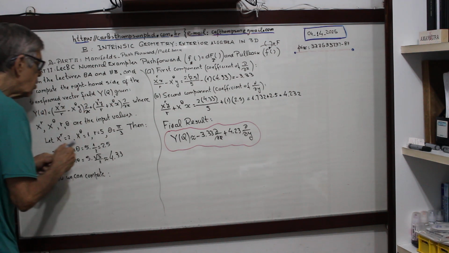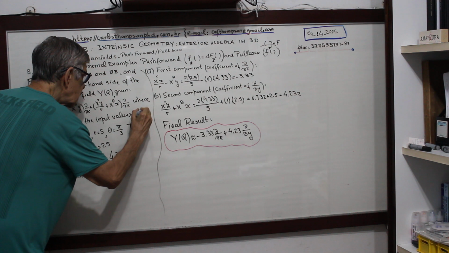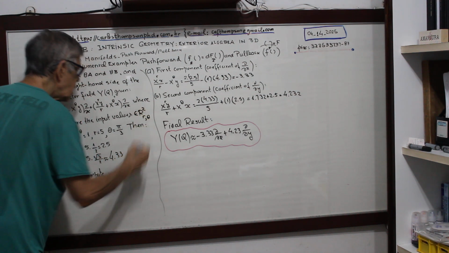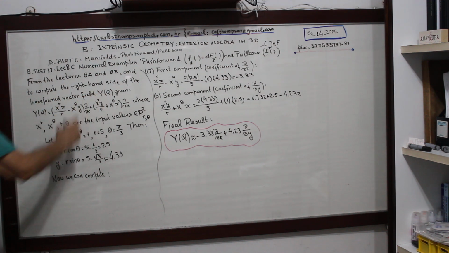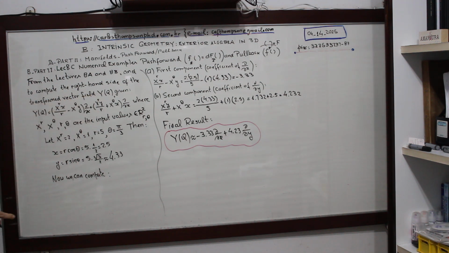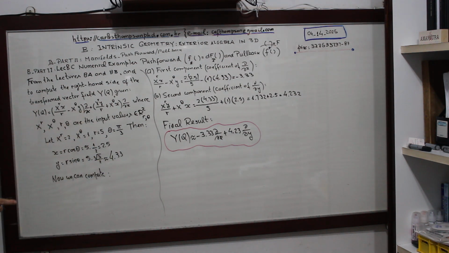Attention now, all of this belongs to R^2 with coordinates r and theta. So I want to obtain just Y_Q, you see? This is the transformed vector field Y_Q. That's what I want. Now, x is equal to r cosine theta, this is 2.5. y is r sine theta, which is approximately 4.33.